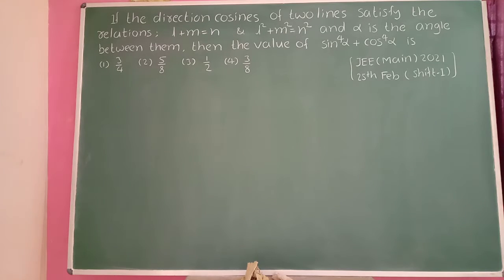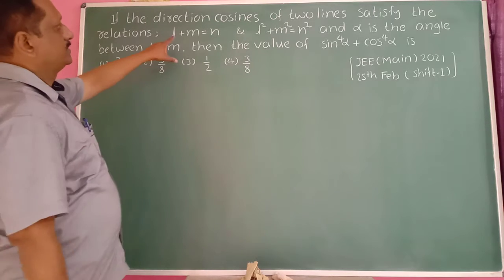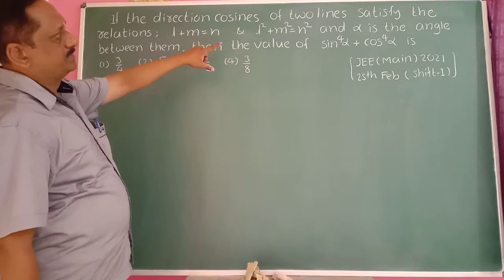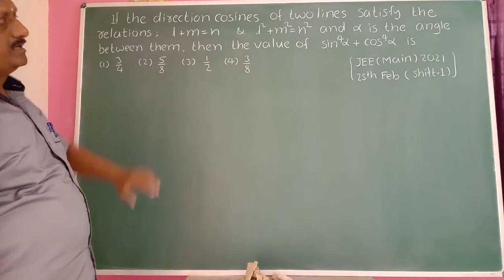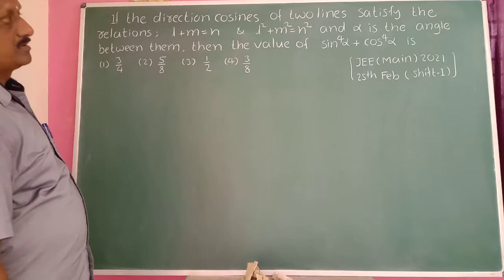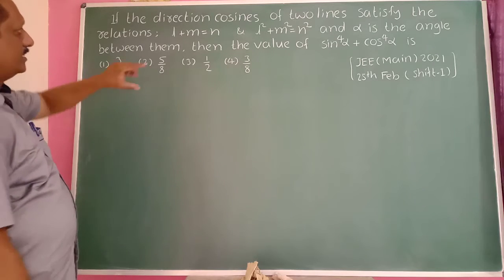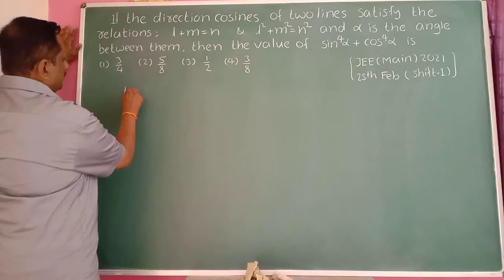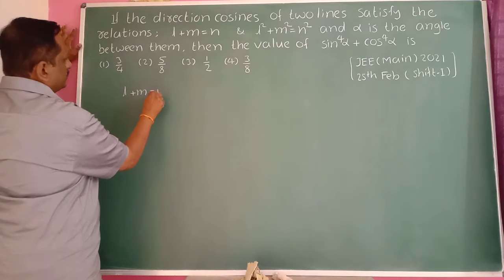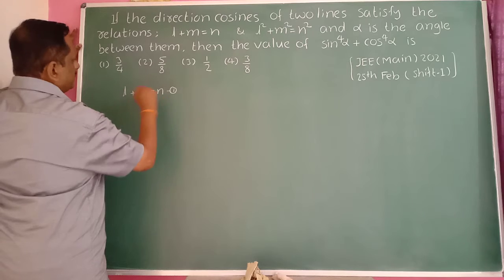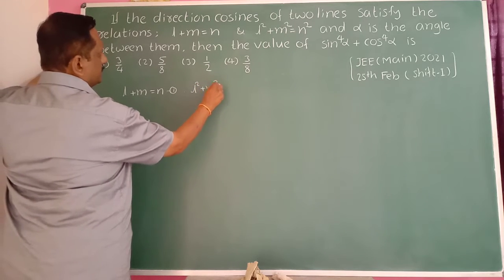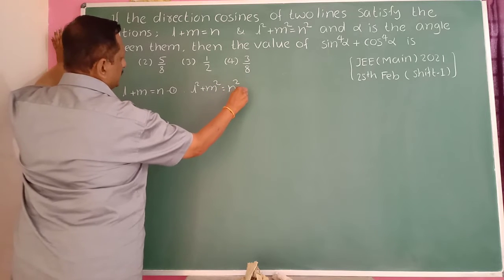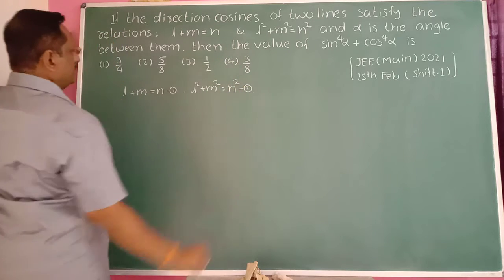So if the direction cosines of two lines satisfy the relation l + m = n and l² + m² = n², and alpha is the angle between them, then the value of sin⁴α + cos⁴α is what? They have given here l + m = n. Take this as equation number 1. Then l² + m² = n². Take this as equation number 2.